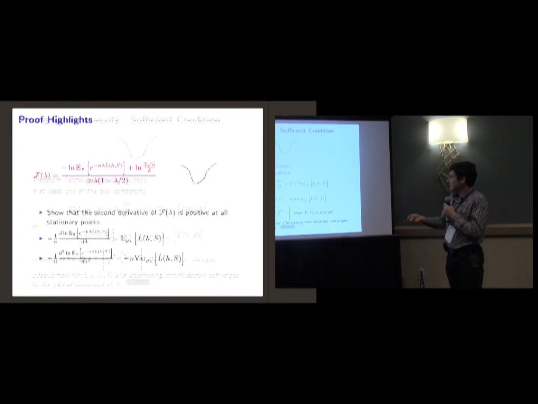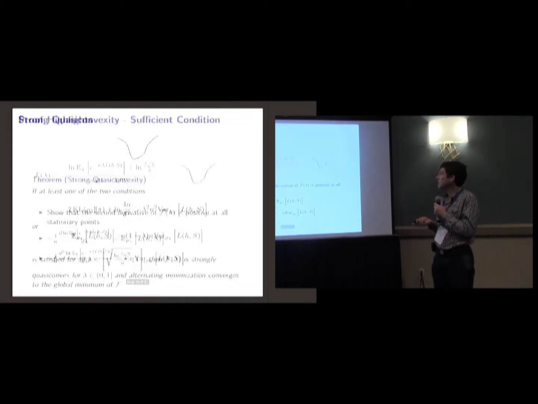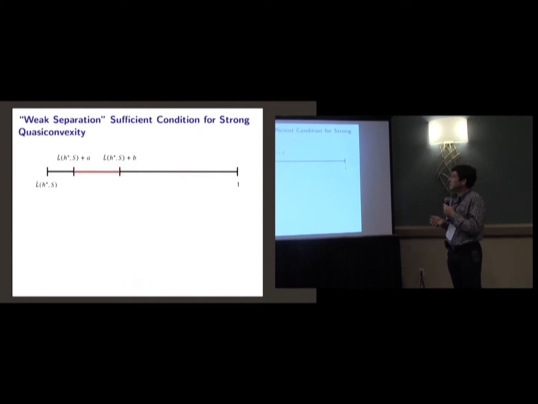Now this condition is not very easy to verify when we have a real problem. So we present a different sufficient condition, which is a relaxation of the previous one, and we call it the weak separation sufficient condition for strong quasi-convexity. I will first explain it with a picture. We consider the loss of the optimal hypothesis in the hypothesis class, and the theorem says that there is a critical interval drawn here in red.